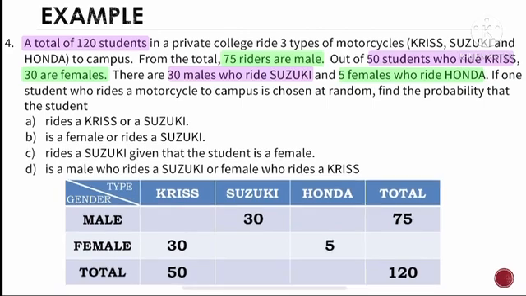Now we can complete this table. 50 minus 30 equals to 20. 75 minus 20 and 30 equals to 25. 25 plus 5 is equals to 30. 120 minus 50 and 30 equals to 40. 40 minus 30 equals to 10. 120 minus 75 equals to 45.